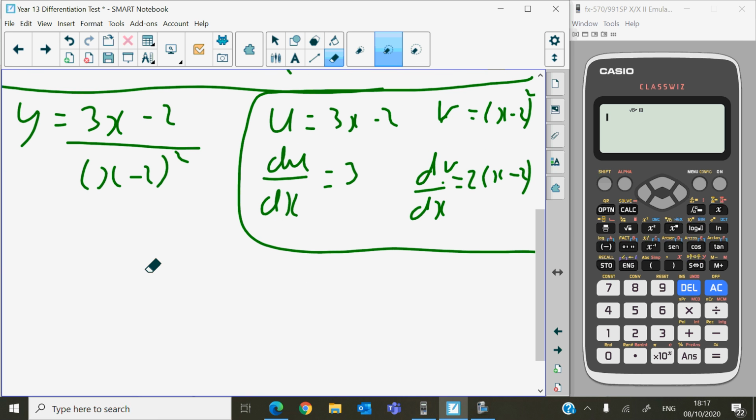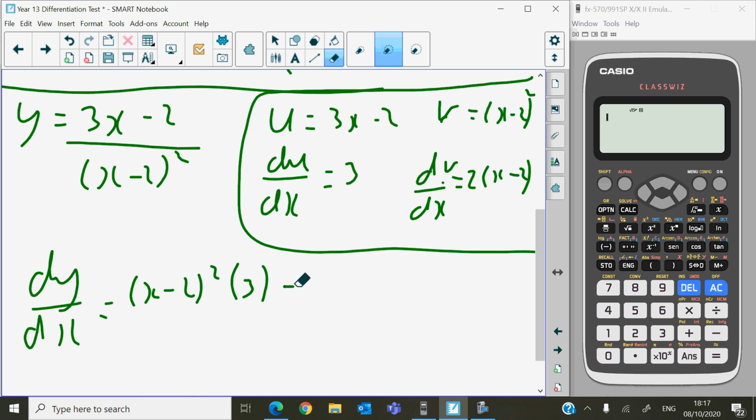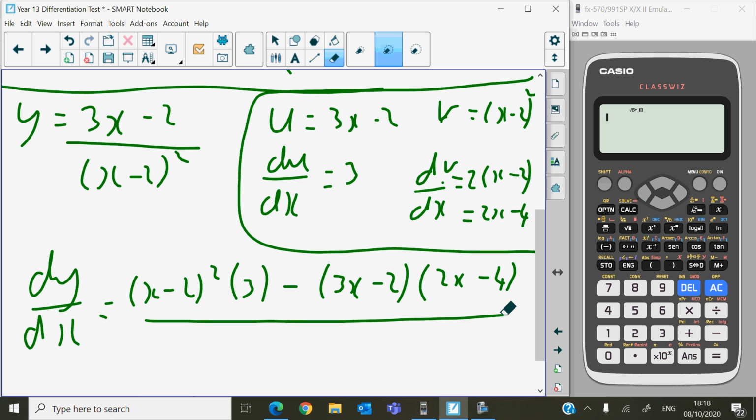Now using the quotient rule as required, dy by dx is equal to, as we know, bot d top, so the bot, which was x minus 2 all squared, d top, which was 3, minus top, 3x minus 2, d bot, which was 2 into x minus 2, but we'll simplify that a little bit further, make that 2x minus 4 to save us some time. So 2x minus 4 in there, all divided by the bot squared. And the bot squared is going to be the x minus 2 all squared, but when you square a square, it becomes to the power of 4.